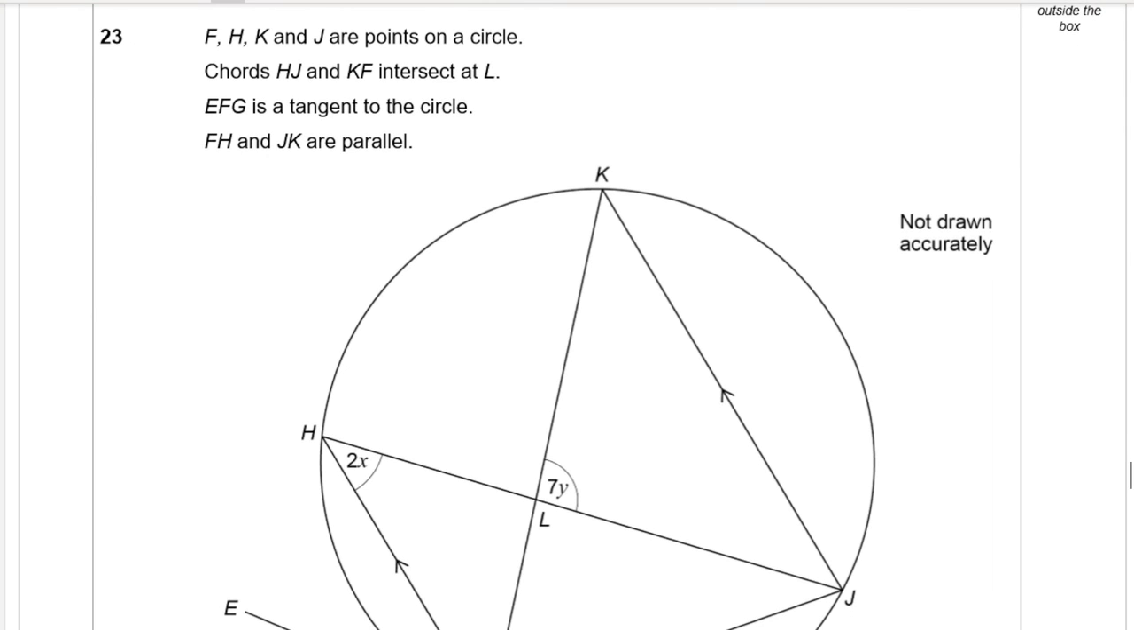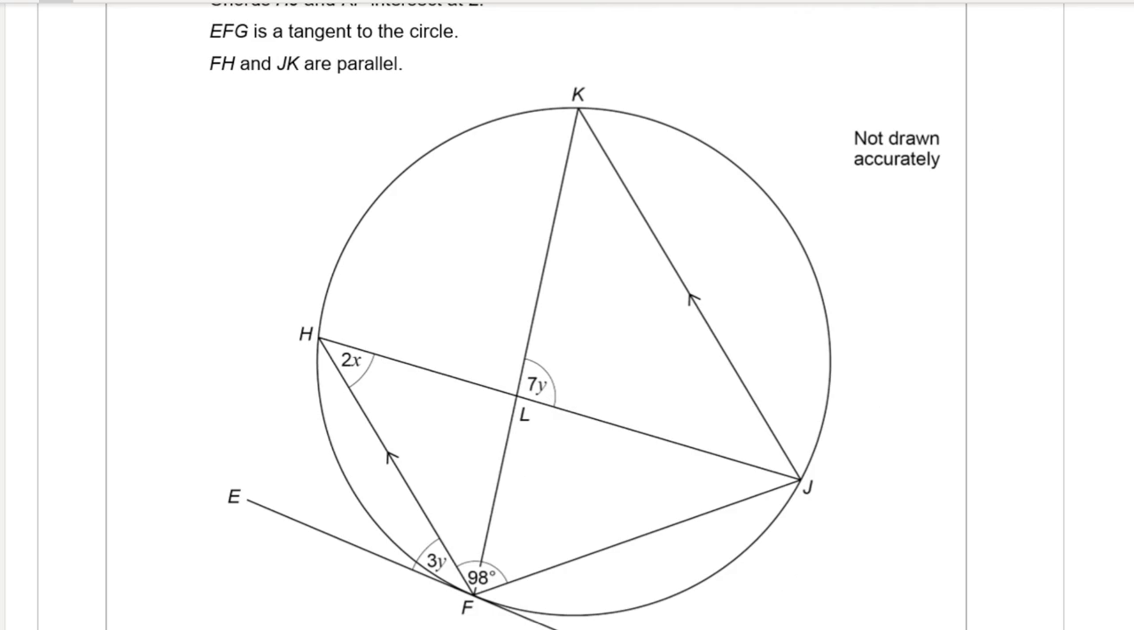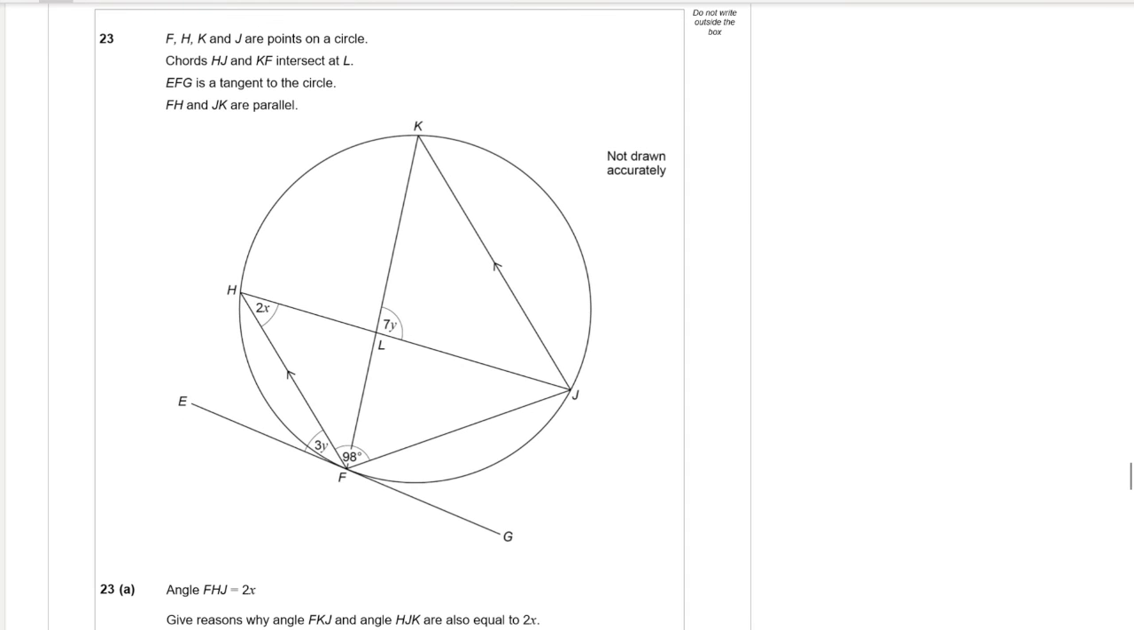This one doesn't look as lovely. Question 23. We have got a lot going on here. We have got these points around the circle. We've got a tangent. We have chords. We've got parallel lines. And it says that angle FHJ is equal to 2x.